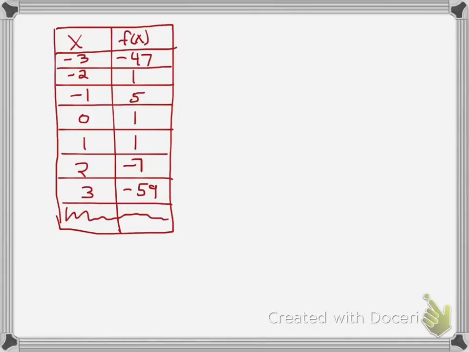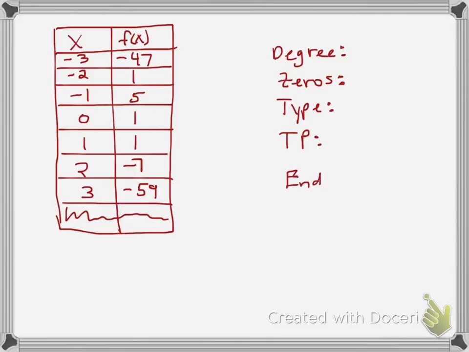Now, we're still going to see, can we identify our degree? Can we identify our zeros? Can we identify the type? Can we identify turning points? And then, of course, can we also get in our end behavior, our EB? All right. Now, definition of a zero. It's a value that makes your function 0. So that means you'd be looking for zeros with your y values. But if you look, -47, 1, 5, 1, 1, -7, -59, I don't have any zeros there.